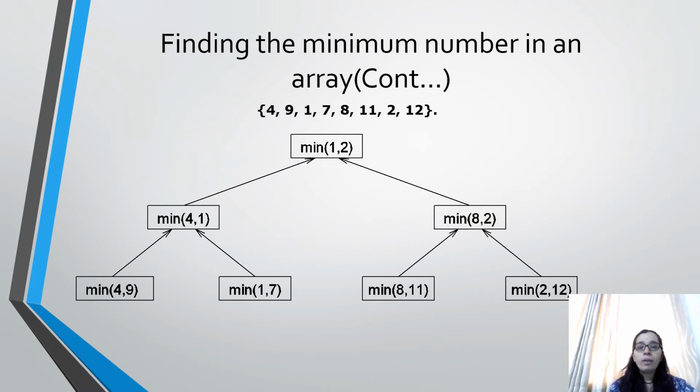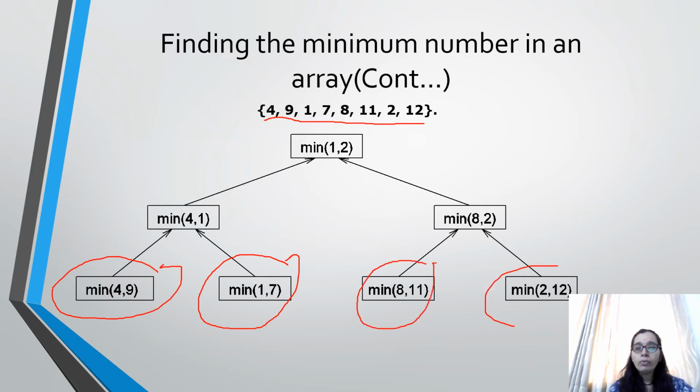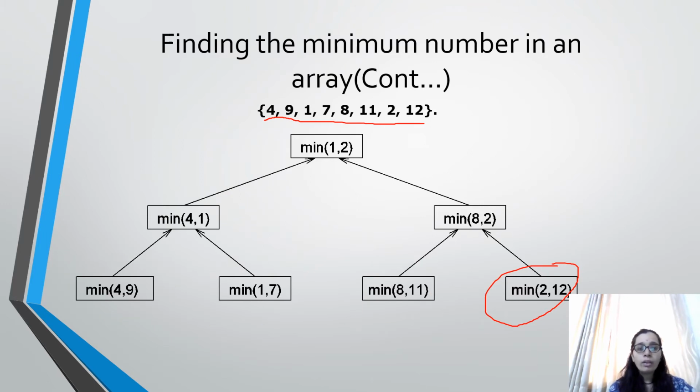So let us see the example. Here one sequence is taken as 4, 9, 1, 7, 8, 11, 2 and 12. Now this sequence will be divided. I have shown here the minimum of the first two numbers 4, 9, minimum of 1, 7, minimum of 8, 11, minimum of 2, 12. So this can be divided like this. Then we take the minimum among these, that is, whatever is the minimum among 4, 9 and 1, 7. So what is the minimum among 4 and 9?